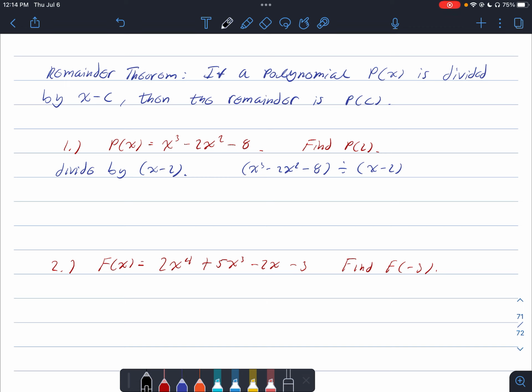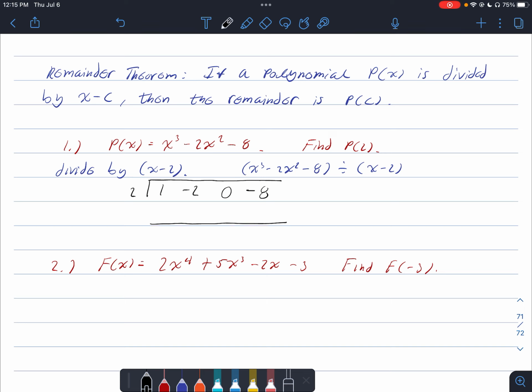So let's go ahead and set this up. So 2, we'll do our division sign. And now we're going to plug in the coefficients. We have a polynomial of degree 3, so we'll have 1 out front. Then negative 2. We don't have anything for the x term, so we're going to just put a 0 there. And then we have negative 8.